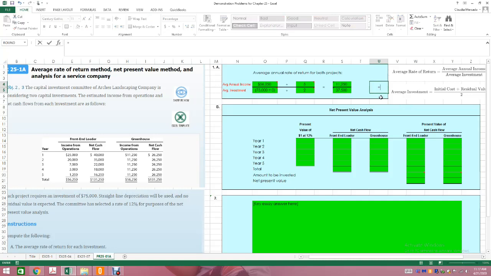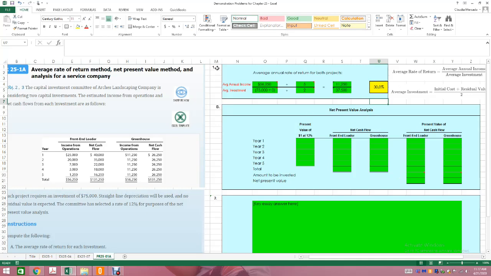So my average annual income is 11,250. I'm going to divide by my average investment of 37,500, and that's going to give me my average rate of return of 30%. That is the answer that I'm looking for. 30% right there.